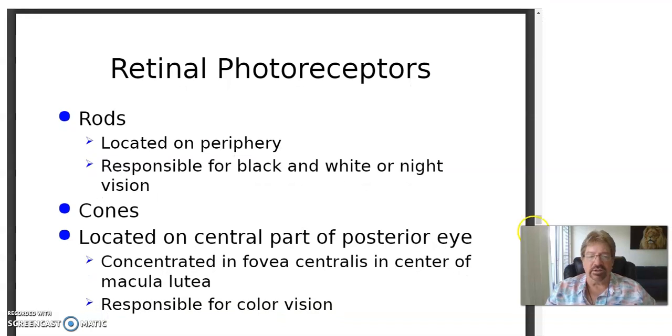Retinal photoreceptors, rods, are located on the periphery, responsible for black and white or night vision. Cones are located on the central part, concentrated in the fovea centralis, which is the area of the retina where the most sharp vision occurs. The center of the macula lutea. We'll talk about that in a minute. Responsible for color vision. There are very large numbers of these guys back there.